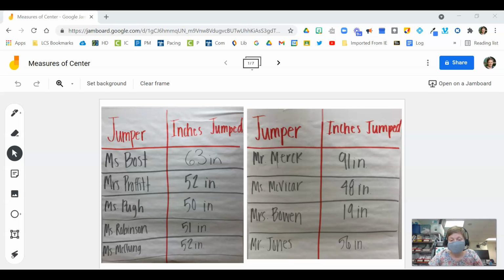Here is the data that we recently recorded when we did a broad jump at RS Payne. If you haven't watched that video, definitely go back and check it out. I want you to take just a minute to pause the video and notice and wonder about the data that you see here.